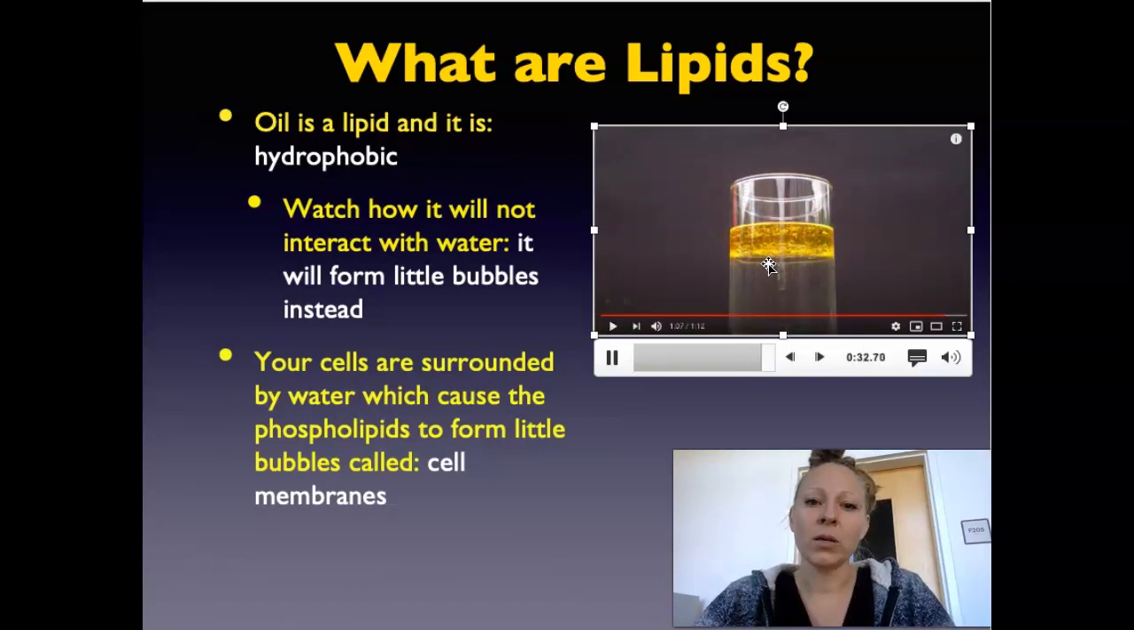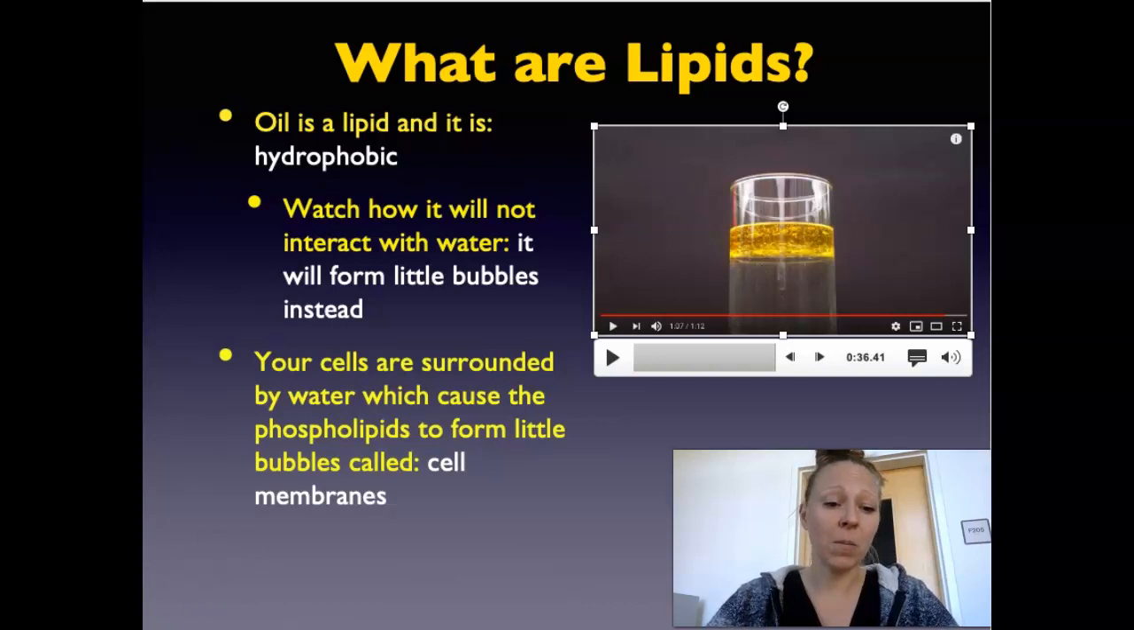And that is why our phospholipids will come together and form that membrane, because of the hydrophobic side, which they protect their water-fearing tails, but they let the hydrophilic side interact with the water. And those are our cell membranes.